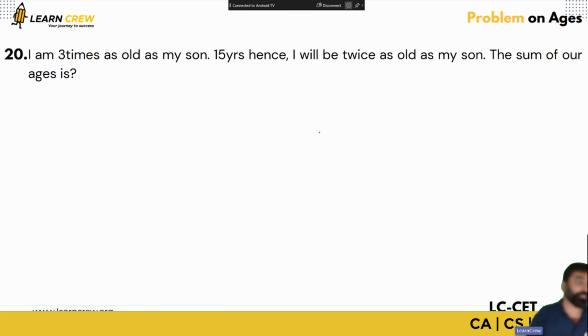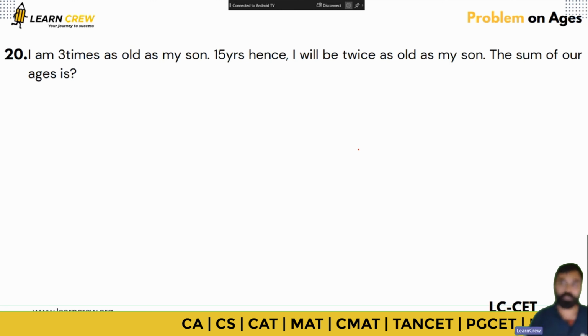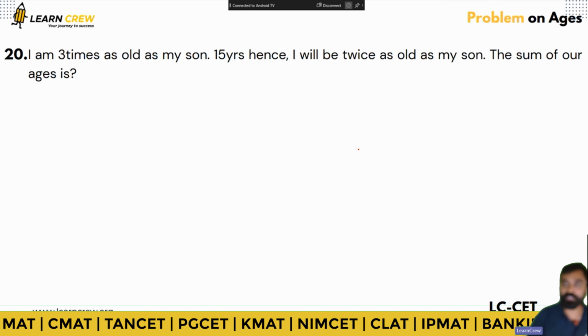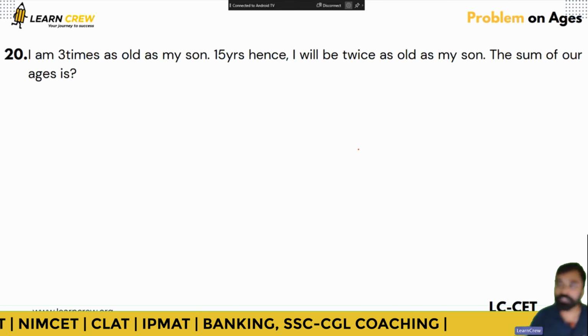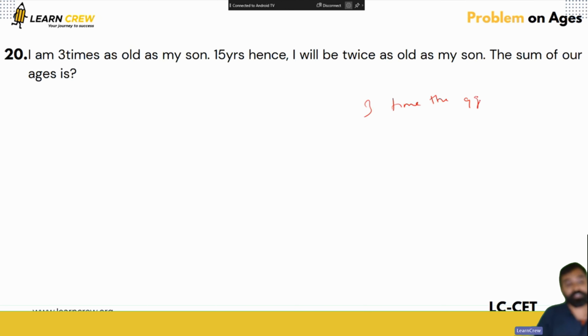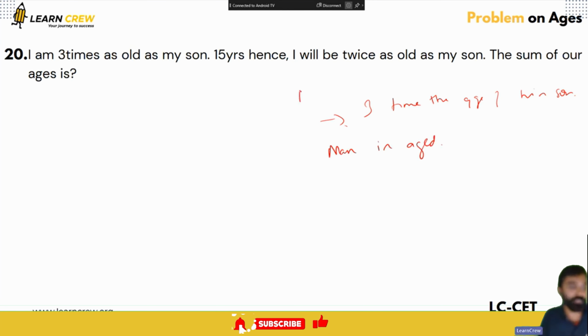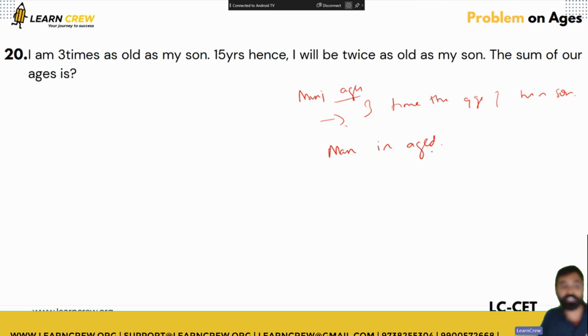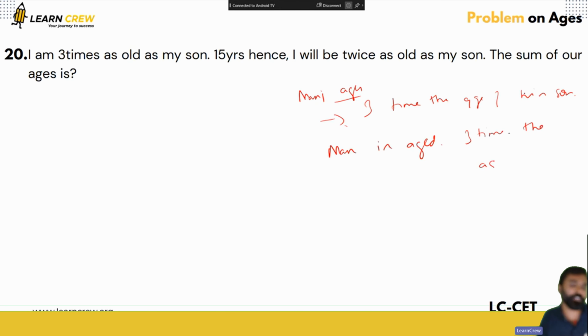Now, if I am giving a sentence: Manjunath's age is 3 times that of his son. 3 times the age of his son. This is the first statement. The next statement: Manjunath is aged 3 times more than his son. 3 times more than the age of his son.